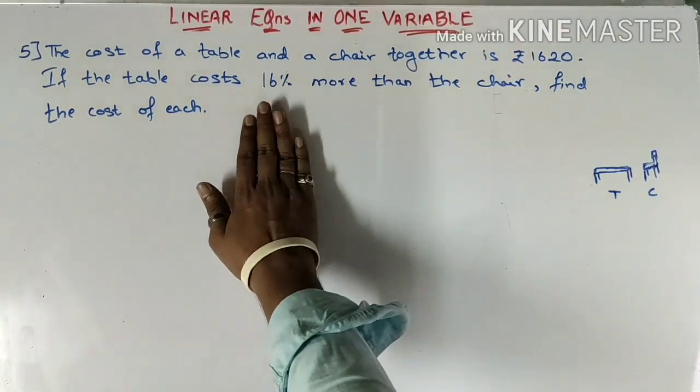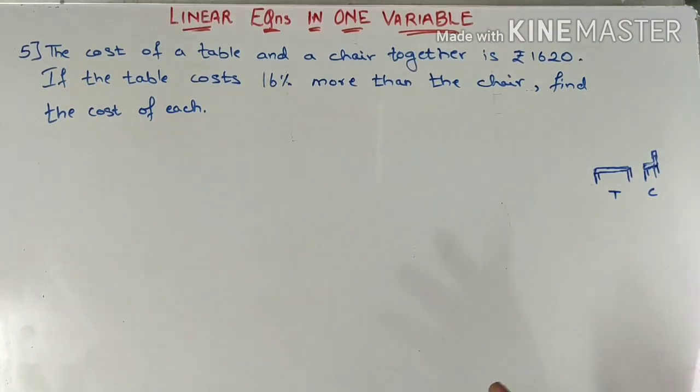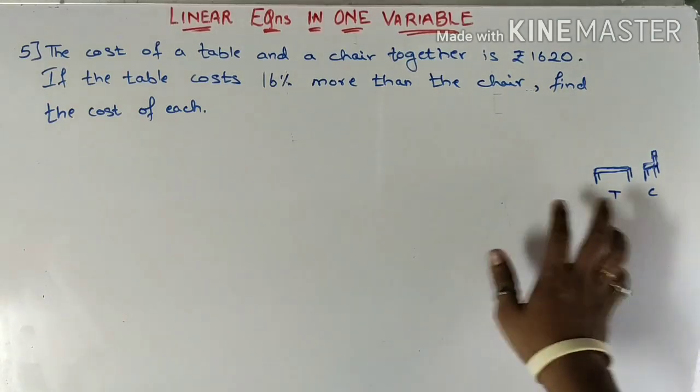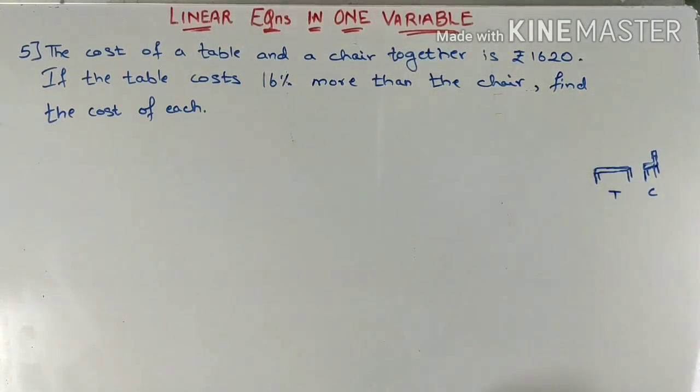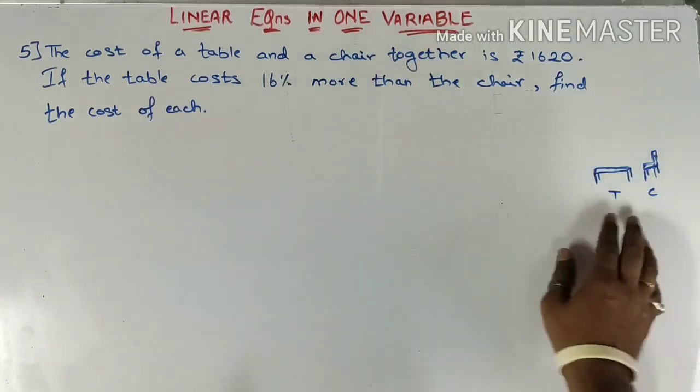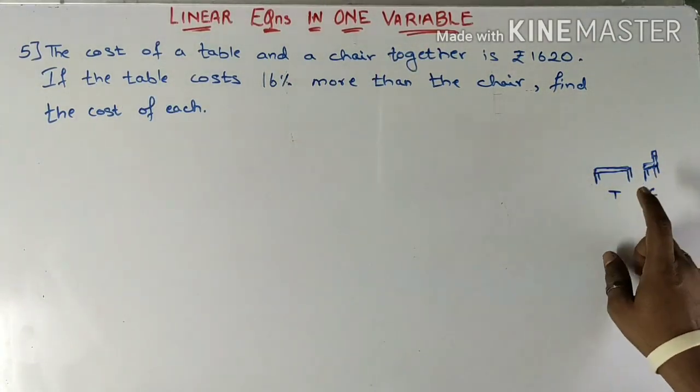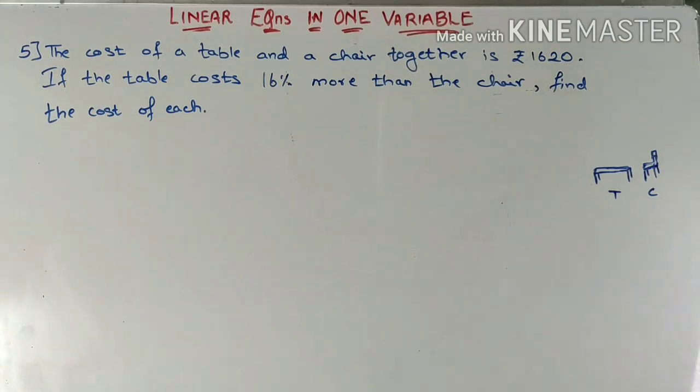Now here it is given in percentage. We don't have proper fixed value or number in which we can relate. So we have 16% more than the chair. Find the cost of each. So we are supposed to find the value of table as well as chair. How shall we move ahead?